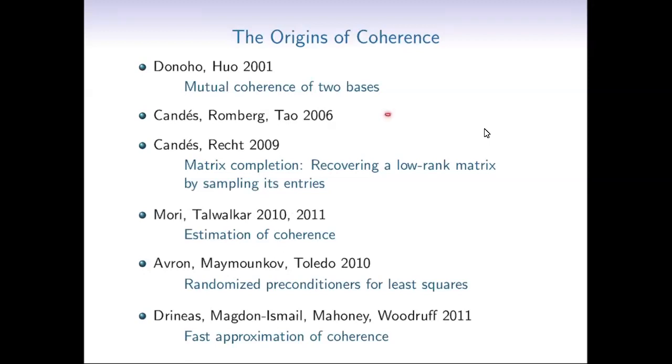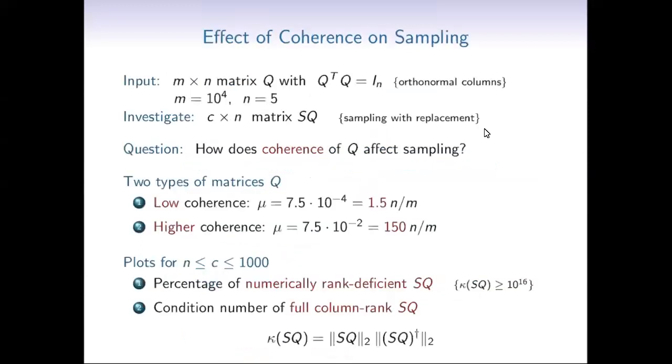And then other people have taken it up for matrix completion, estimation of coherence. Avron, Maymounkov, and Toledo were the first to use it for least squares, and fast approximation of coherence isn't really fast. And if we look at the... oh yeah, I need one more minute, then I'm done.